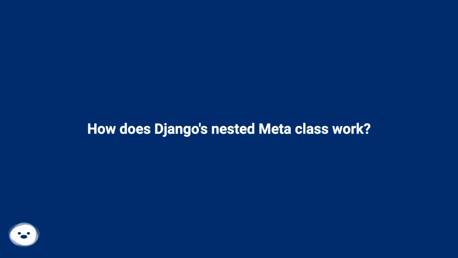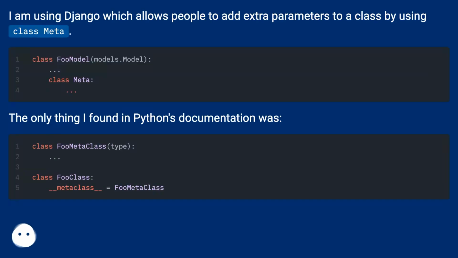How does Django's nested meta class work? I am using Django, which allows people to add extra parameters to a class by using class meta. The only thing I found in Python's documentation was metaclasses. However, I don't think this is the same thing.